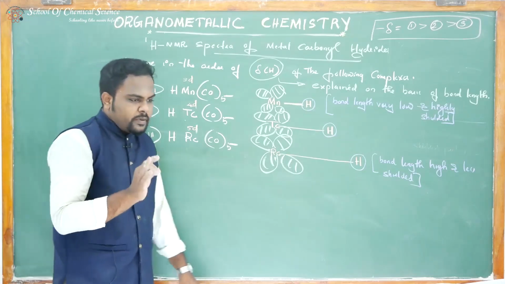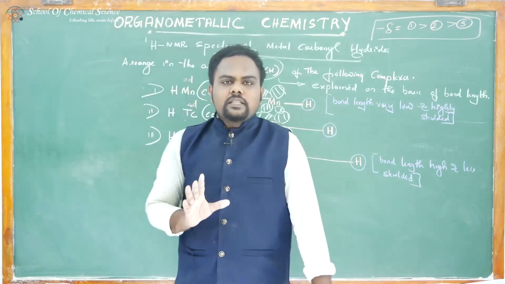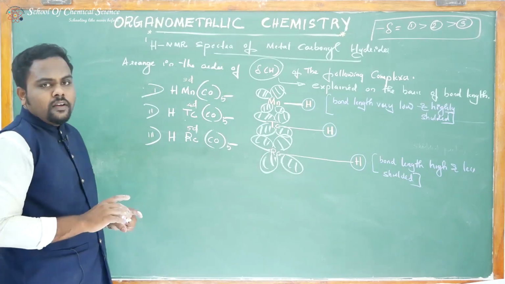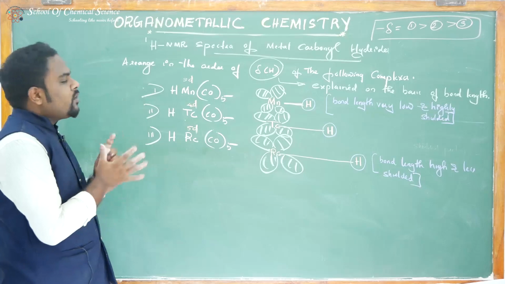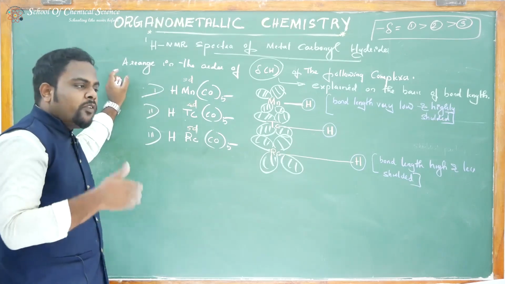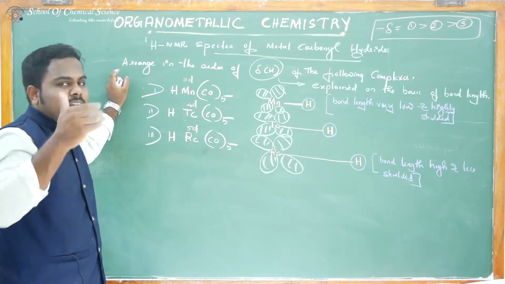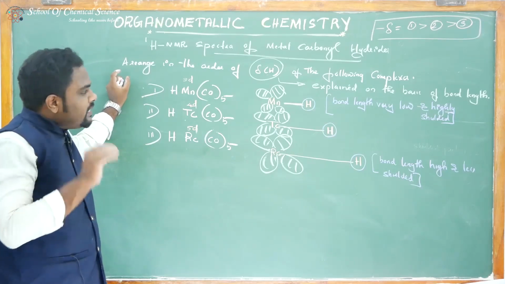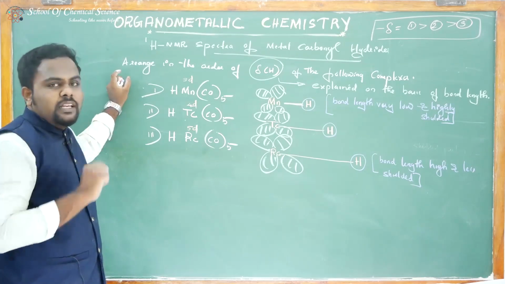Once again I am explaining, 3 complexes are there. In all the 3 complexes a hydrogen is there. My question: what is the order of the delta value? Normally the delta value of a metal carbonyl hydride is 0 to minus 71 ppm, that is the range. So here it is explained on the basis of bond length.